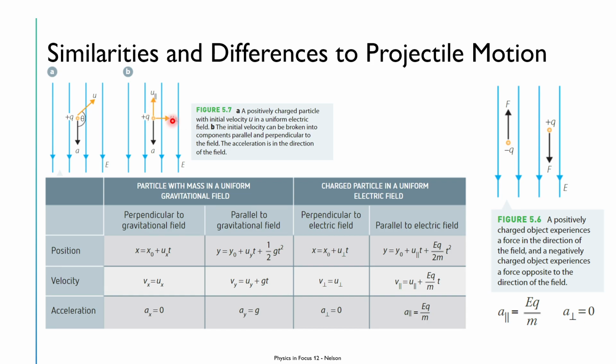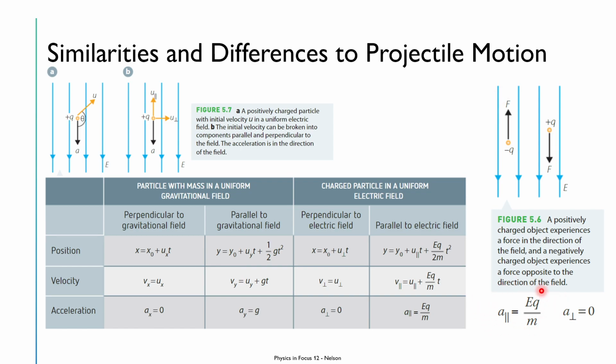We also have u perpendicular, which is perpendicular to the electric field. This would be akin to ux in our projectile motion work. As always, it's really important to remind ourselves that positive and negative charges will move either with or against the electric field, and this is something that's quite different to projectiles when we're looking at gravitational fields, because all objects move with the gravitational field. We don't have any that move against it, but it is something that you're going to have to be conscious of and consider when solving problems and completing calculations.